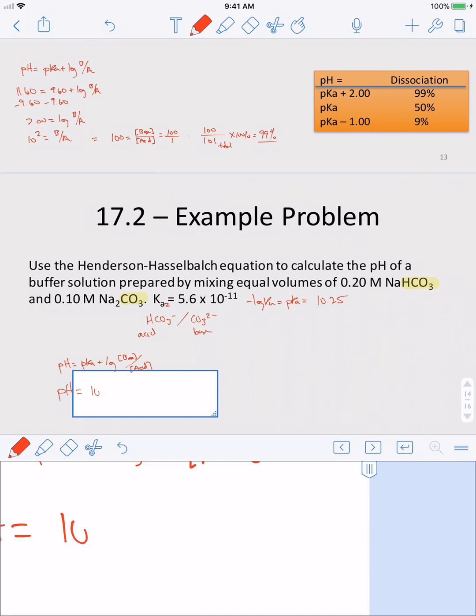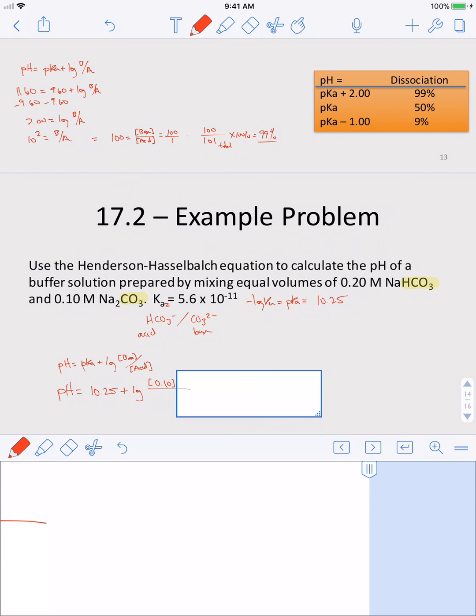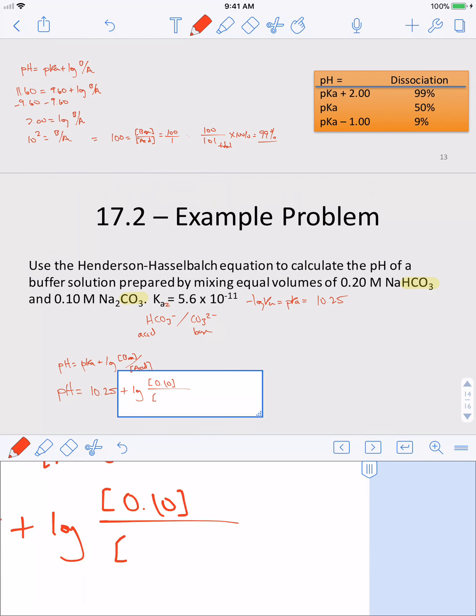So we plug that in here for the pKa plus log of base. So now again we said the base was the CO3 2 minus, and we had 0.10 molar for that one, and we had sodium bicarbonate as 0.20 molar here. And so here, if we think about this correction factor, we have more acid than we have base. So where should it be in terms of the pKa?